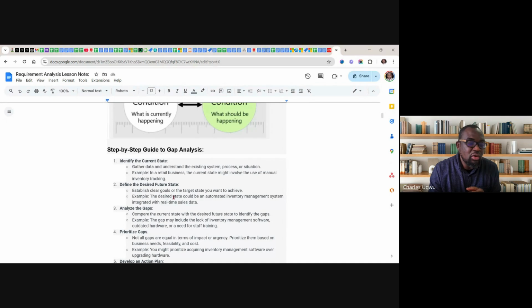Define the desired future. Establish clear goals or the target state you want to achieve, just like I used maybe a Nigerian university and Harvard University. Example again here, the desired state could be an automated inventory system integrated with real-time data, if we are using sales here.